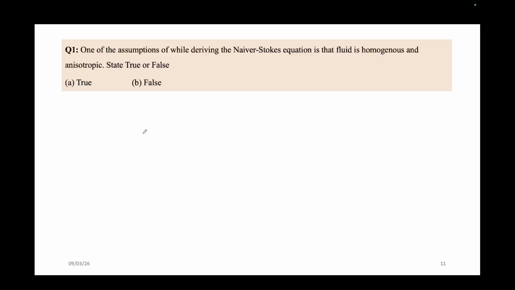So an isotropic fluid means the properties are identical in all directions. An anisotropic fluid means the properties are not identical in all directions. Then this is the Navier-Stokes equation. The Navier-Stokes equation basically comes from your continuity equation, right? So from the Navier-Stokes equation, though I haven't derived this fully, I suggest you please go through this book.